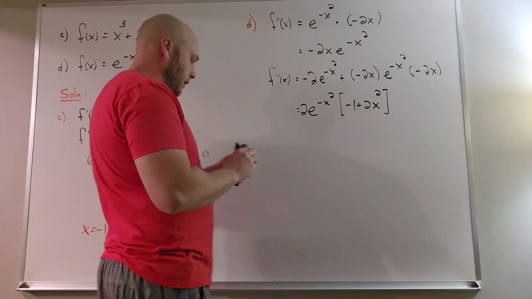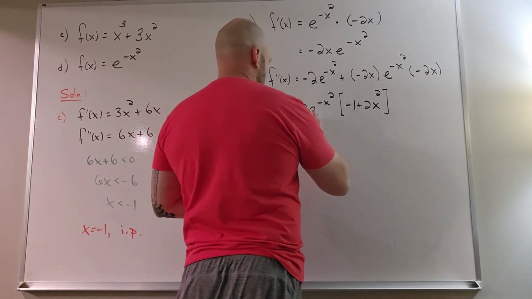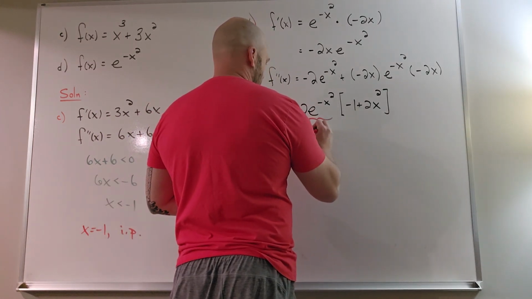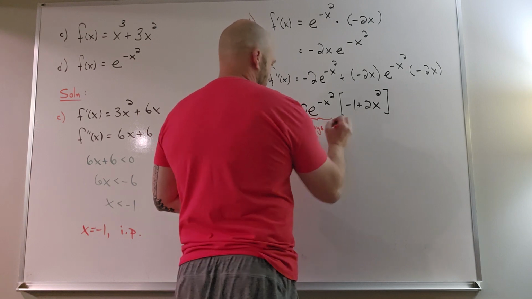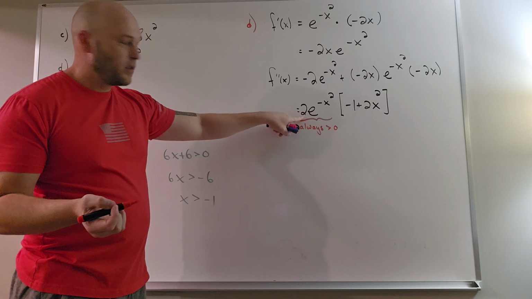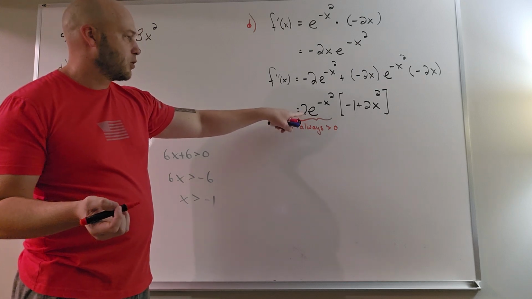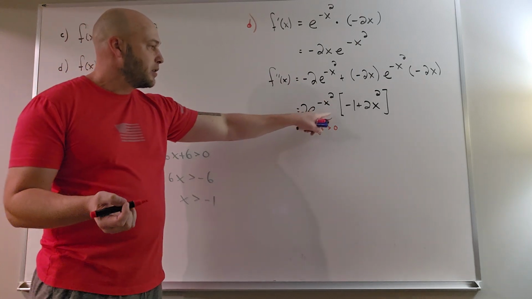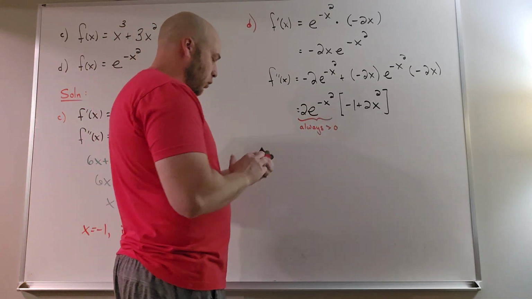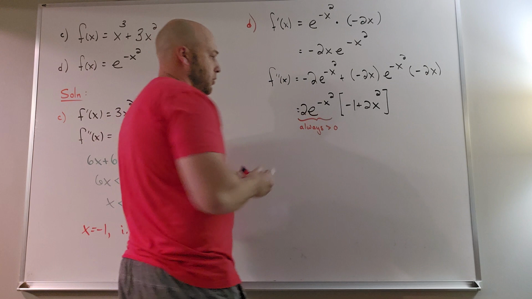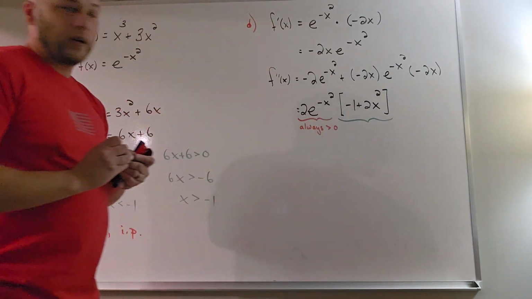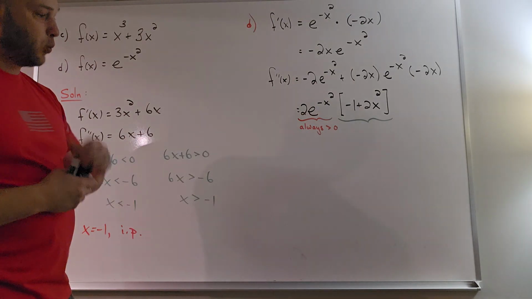All right, now again, I need to find out where this is positive and where this is negative. Now, exponential terms, those are always positive, or at least they always share the same sign as this constant. If this was negative 2, then it'd always be negative. But this is never going to change signs, okay? What will change signs, or at least what potentially will change signs, would be this right here.